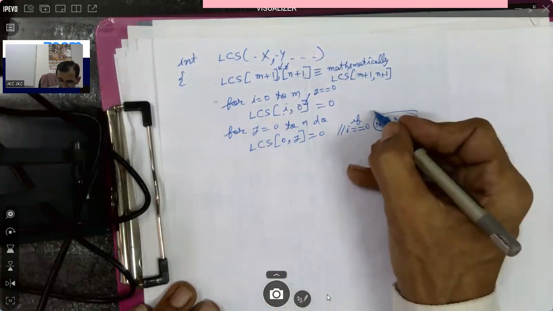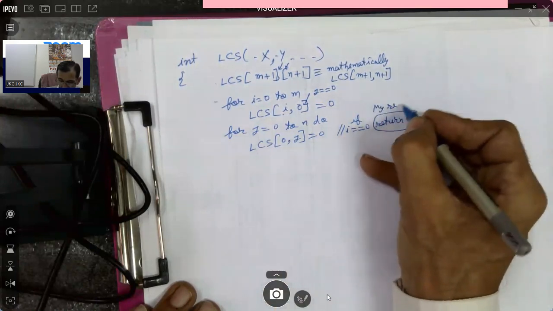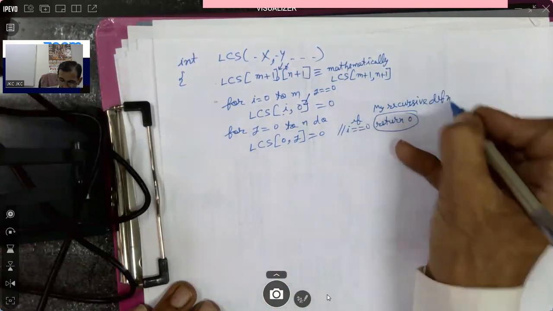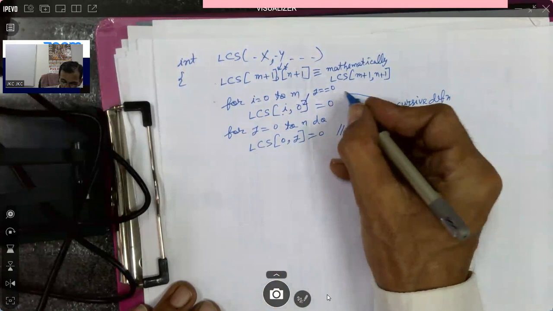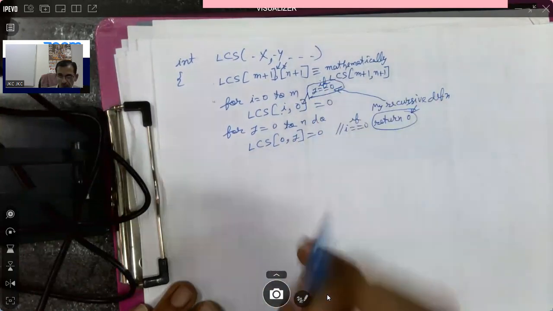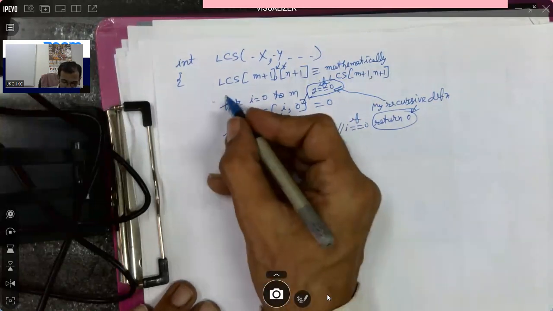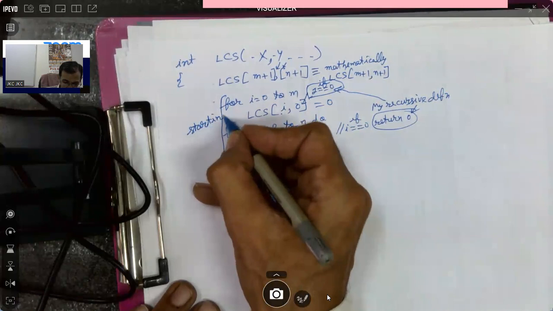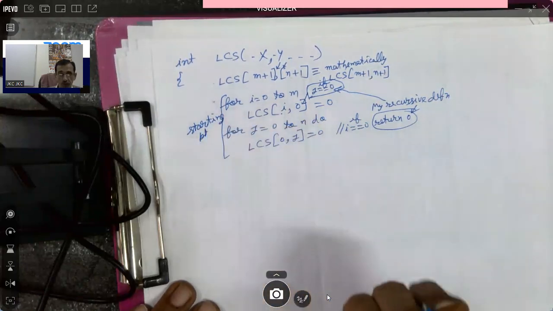Earlier I have said, my recursive definition said this. My recursive definition has said this also, and for this case also. So if any one of these is 0, answer is 0. But that becomes a starting point. In DP, I need always a starting point. Now other values are to be made.